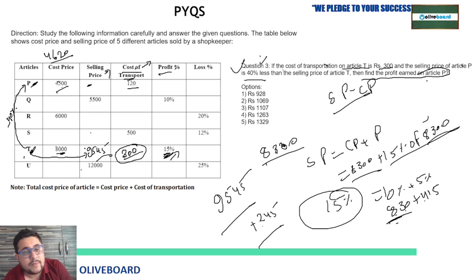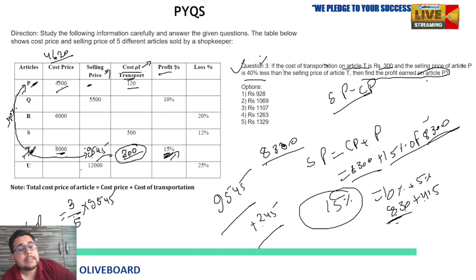Now 9,545 is the selling price. Then the selling price of P is 40% less than this, which means 60% of 9,545. And 60% can be written in which form? 3 by 5, or not? Tell me. 3 by 5. So 3 by 5 of 9,545 would be the selling price of P. Right? 60% less than T, or directly we can say P is 60% of T.